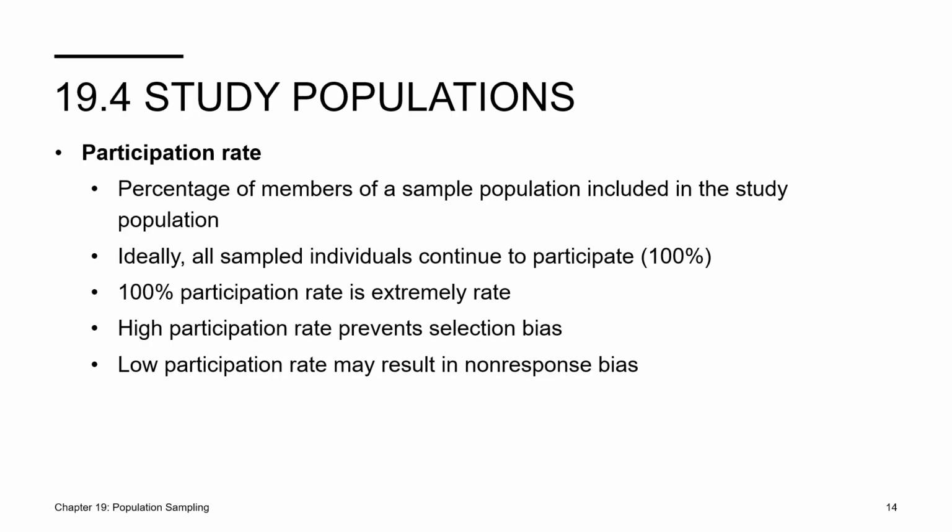Section 19.4 goes over study populations. A concept that Jacobsen covers here is the participation rate. This is the percentage of members of a sample population included in the study population. So ideally, we want all sampled individuals to continue to participate. We want 100% participation rate. However, this is extremely rare. But high participation rate prevents selection bias in studies, so it's important to do whatever you can to keep people to stay in your study. And low participation rate results in non-response bias.